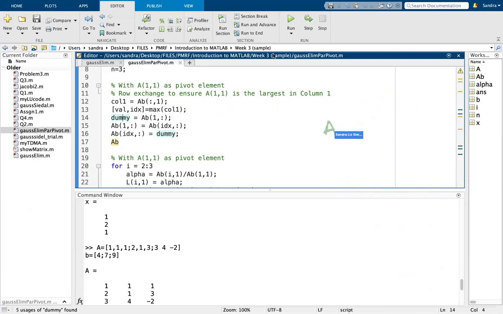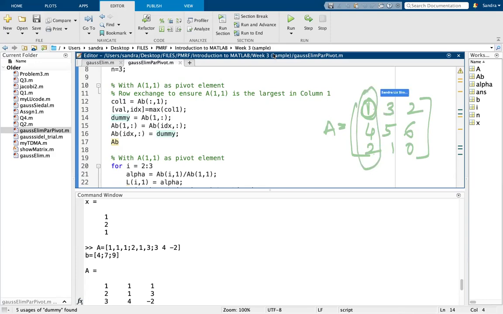Imagine I have a matrix like this: 1, 3, 2, 4, 5, 6, 2, 1, 0. A random matrix like this. Now I want to make this value highest. Among this column, this value should be highest. Of 1, 4, 2, this is highest. I want this 4 to come here. So for that, I extract this one as column 1.